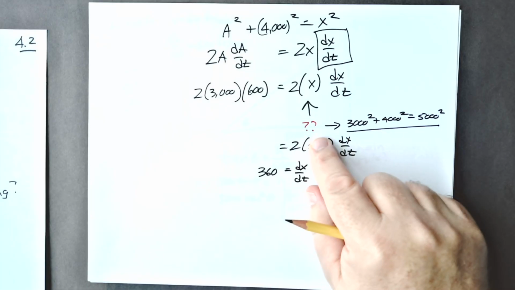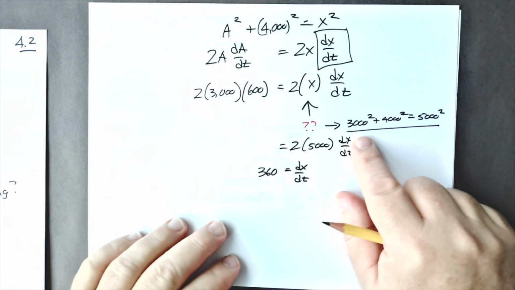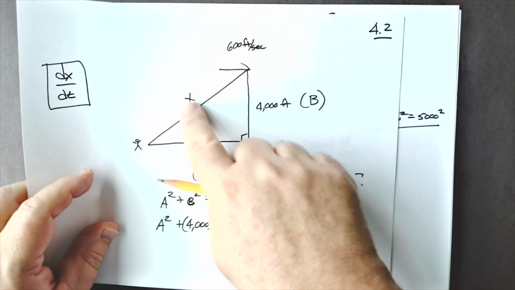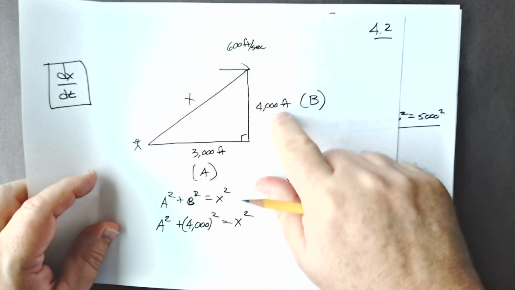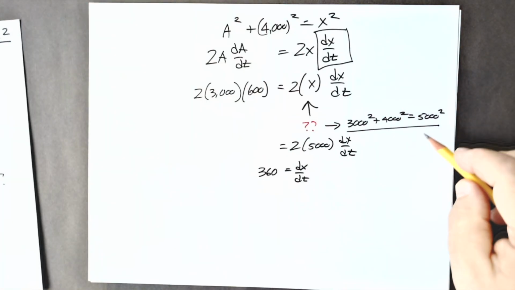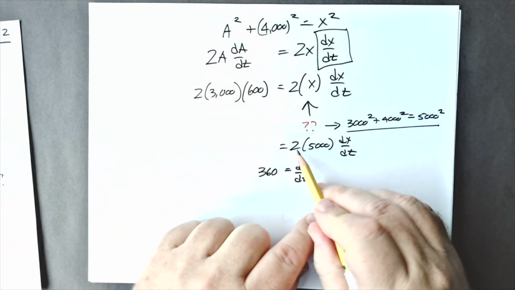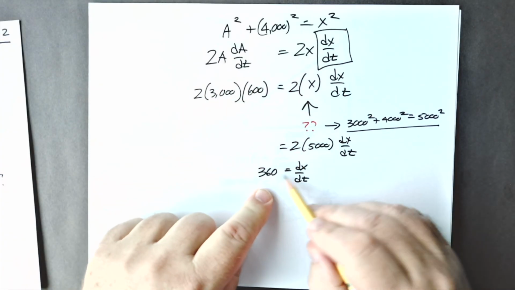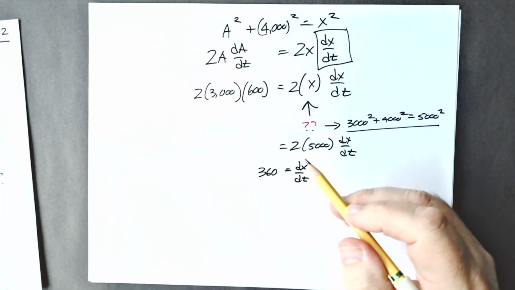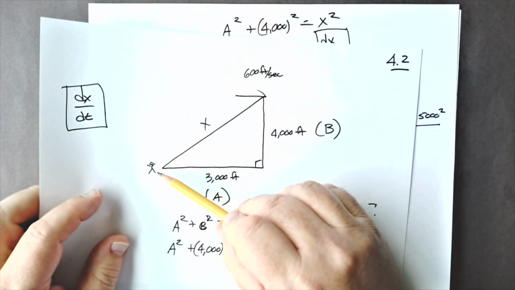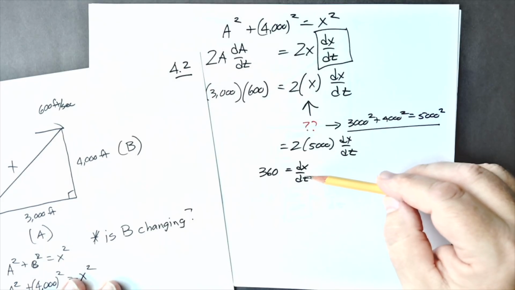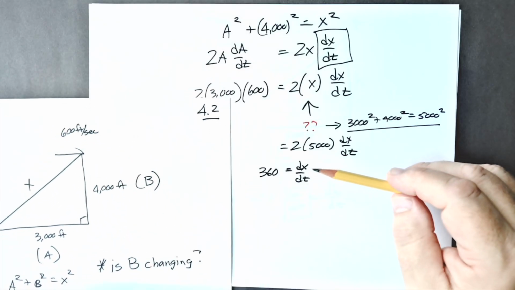So in this case, I can calculate x at that moment via the Pythagorean theorem. And obviously, my friends, this is a 3, 4, 5 right triangle. 3,000, 4,000, 5,000. So x is just 5,000. So I can plug that in here, resume the problem, divide everything out, and I get 360. So the straight line distance from the guy to the plane is changing at 360 feet per second. So that's while it's moving that way.